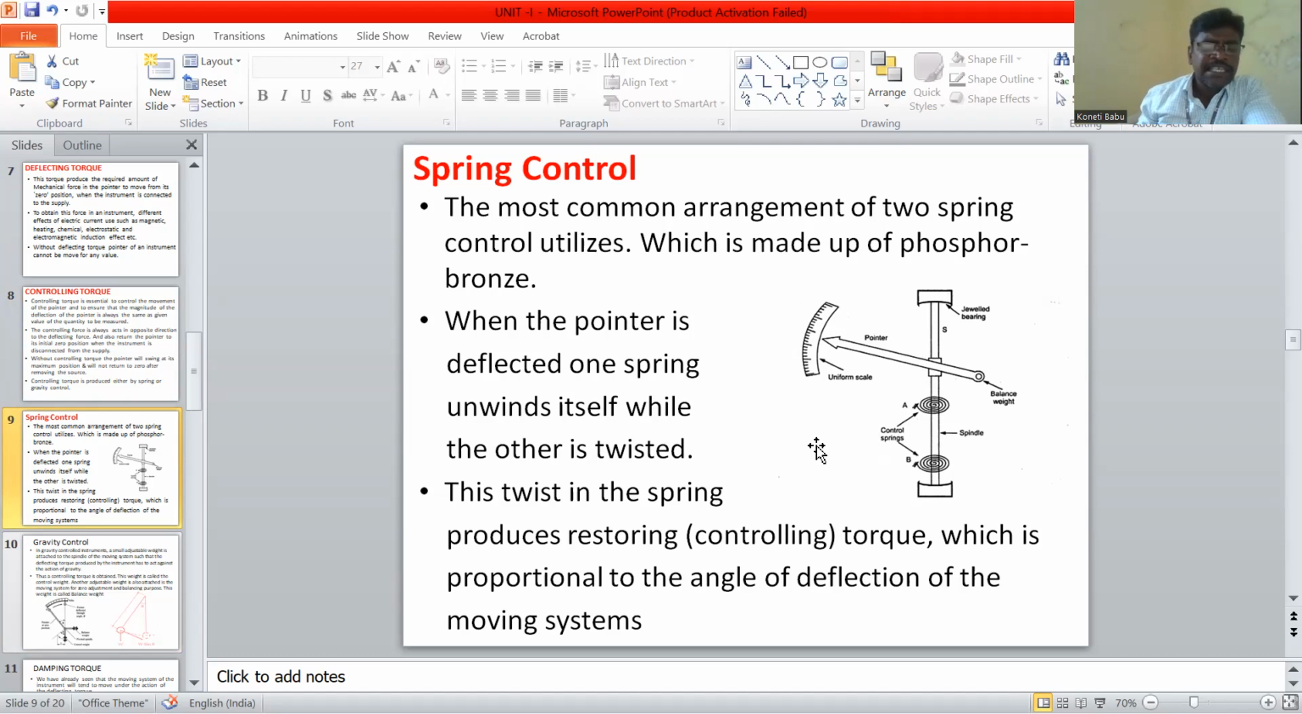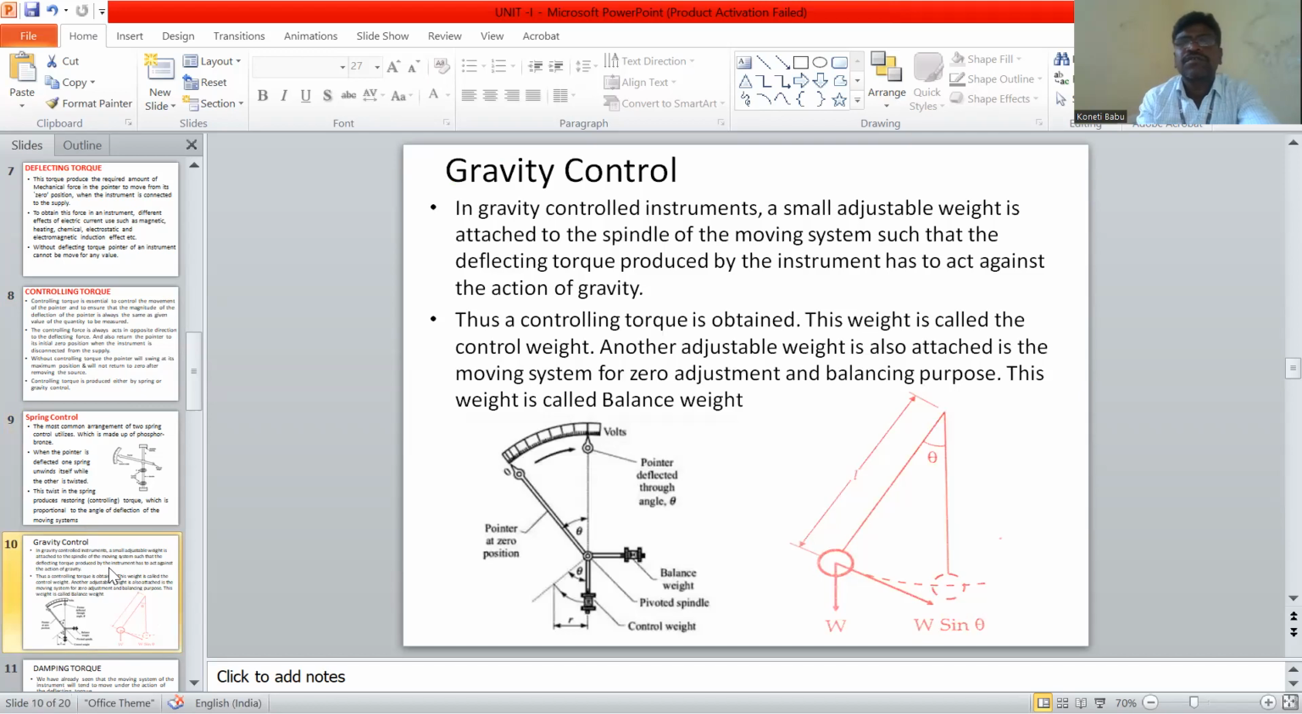The control springs serve two purposes in these instruments. The first is that the springs lead current in and out of the system or coil. The second is that they give the controlling torque. The purpose of the spring is to give the controlling force or controlling torque to the instruments. Is it clear?